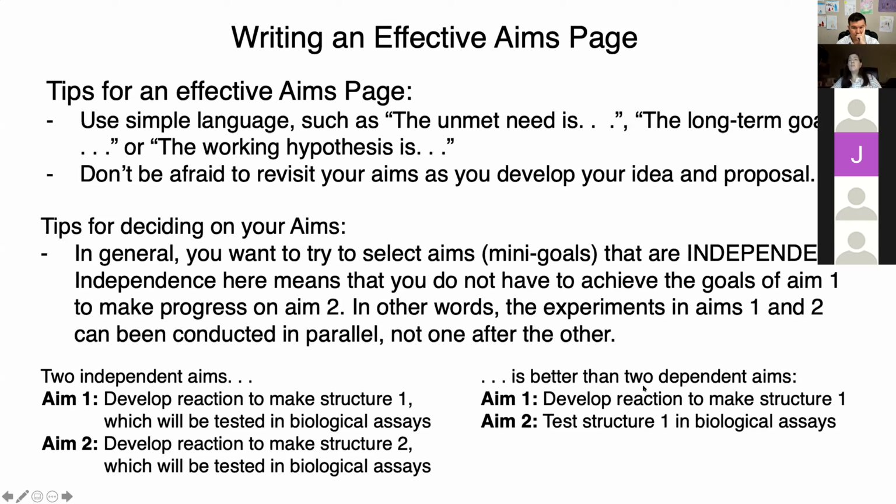An example of a dependent aim would be, aim 1 would be to develop the reaction to make structure 1, and then in aim 2, I would do the biological testing. Obviously in that case, aim 1 has to be accomplished before aim 2. What you want to do is diversify your project to have 2 aims that are parallel and both equally interesting. Maybe they build on each other for your long-term goal, but they are in parallel.